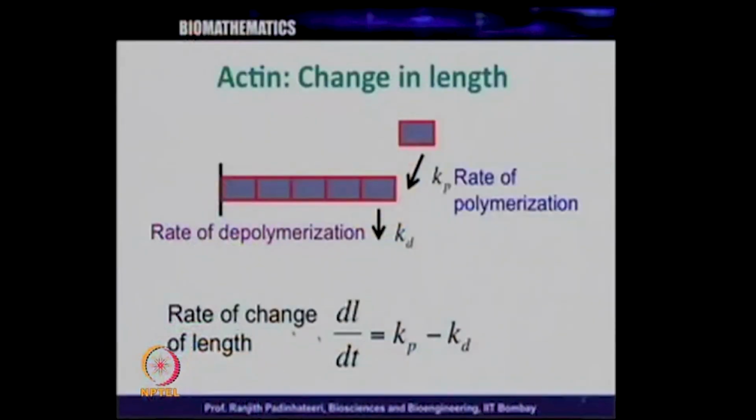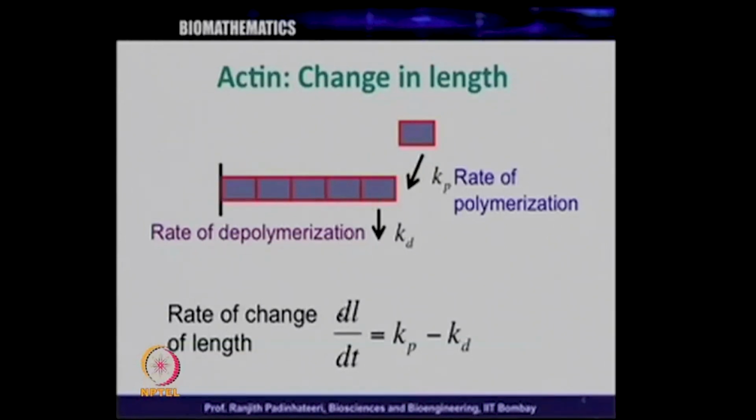Have a look here, the rate of change of length, dL by dt. dL is the change in length, dt is the change in time. When the time changes by a small fraction dt, the length will change by a fraction dL, and this dL by dt, the rate of change of length, is nothing but Kp minus Kd, multiplied by, of course, the length of the monomer. Here L represents the number of monomers.